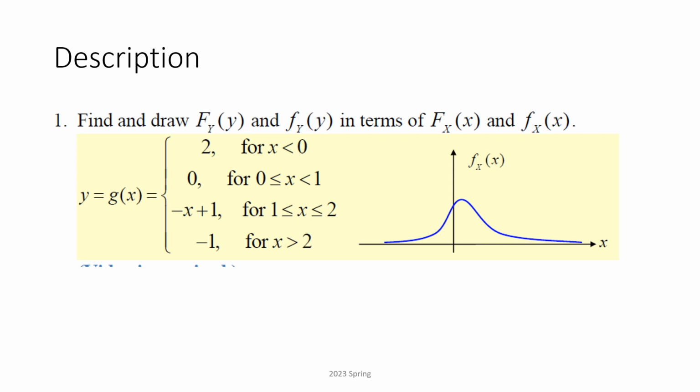So we know y equals g(x) equals 2 for x less than 0, 0 for x greater than or equal to 0 and less than 1, negative x plus 1 for x greater than or equal to 1 and less than or equal to 2, and negative 1 for x greater than 2.